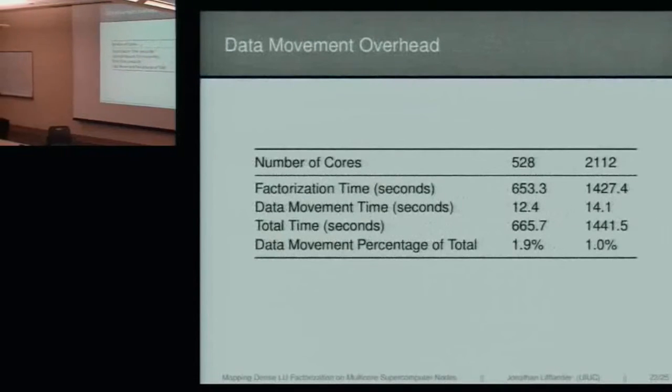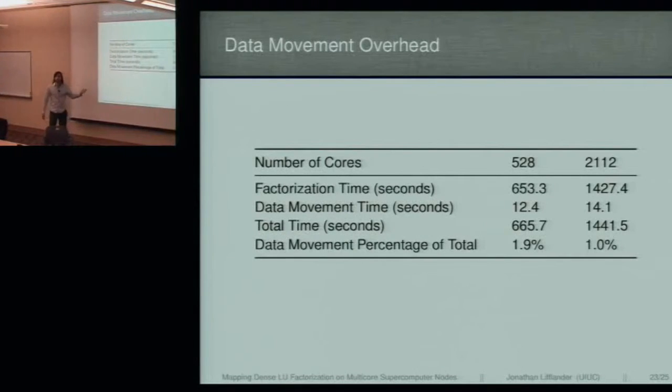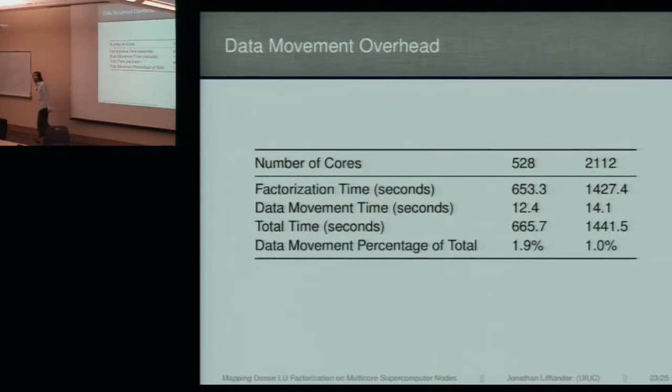So data movement overhead. Let's say we have a traditional block-cyclic and we're trying to move it into a rotated or strided configuration. So for 528 cores and 2K cores on Cray XT5, and for matrix sizes that we use that were highly performant, we measured the data movement percentage of total time to move it into that configuration. We found it's about 2% on 500 cores, about 1% on 2K.